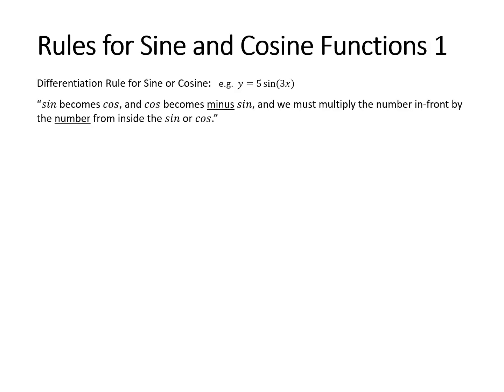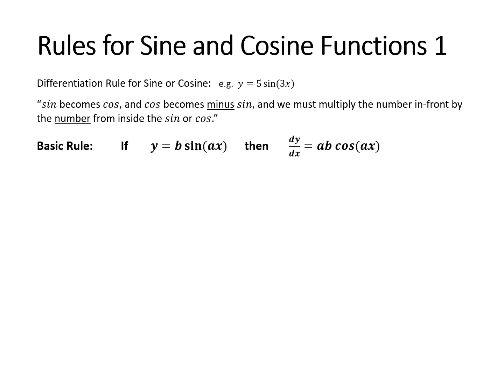Okay, so now we're going to look at some other rules. First of all, we're going to look at sine and cosine. Now the rule for this is written at the top of the screen here. It says sine becomes cos and cos becomes minus sine. And we need to multiply the number in front by the number from inside the sine or cos. So let's look and see what that means.